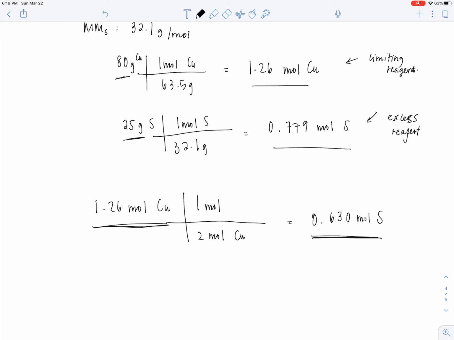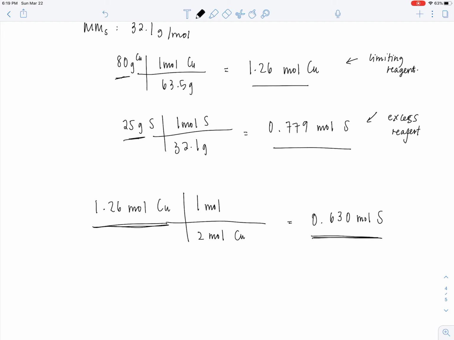Because I only need 0.630 moles of sulfur and I actually have 0.779, I have more than I need. So copper is my limiting reagent. And does that make sense? It does make sense because the ratio that we're given of moles of copper to moles of sulfur was less than 2 to 1, because we have 1.26 to 0.779.